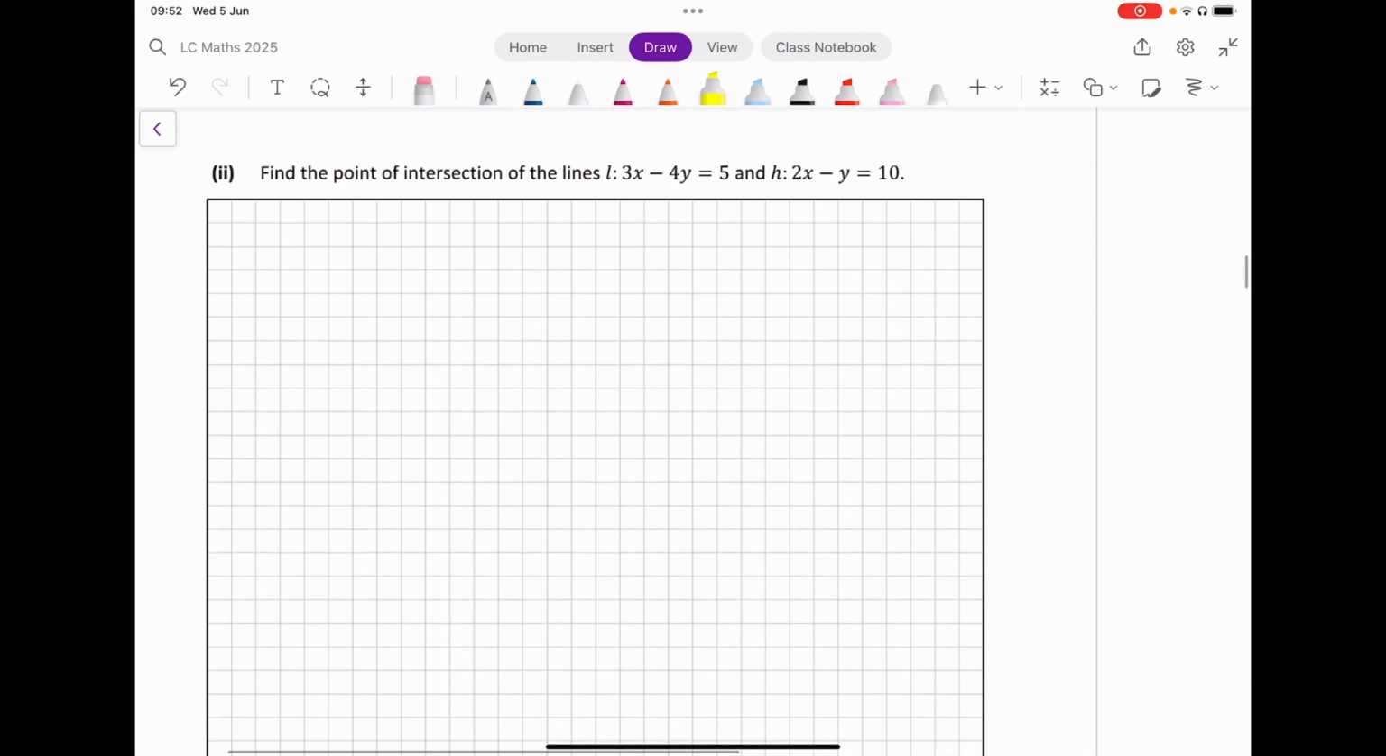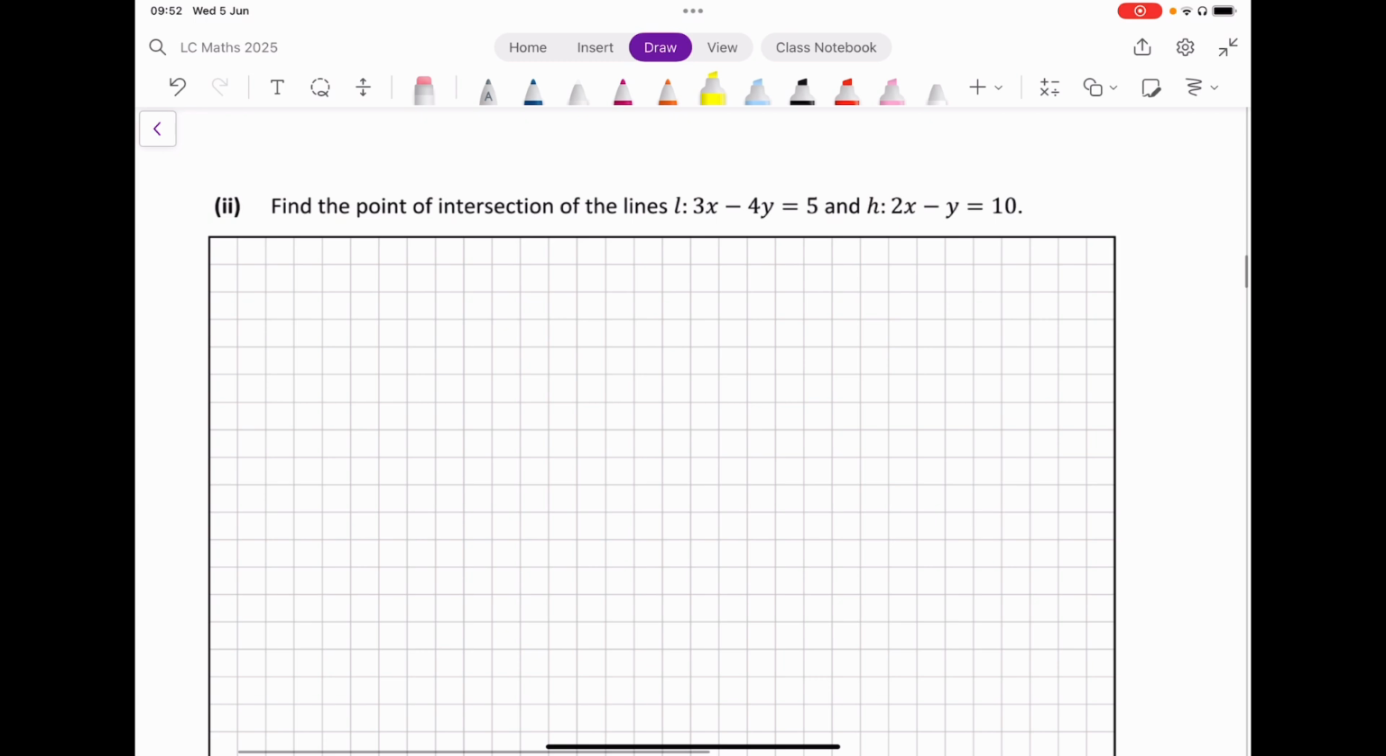Okay. Next one is we are looking at the point of intersection of two lines. The point of intersection of two lines, lads, is just another way of asking you simultaneous equations. Okay. So there's no drawing lines, you can do it by drawing the lines if you want to draw the lines out, you can absolutely do that. But the quickest way often to do it is you solve it by simultaneous equations. So I write down both my lines.